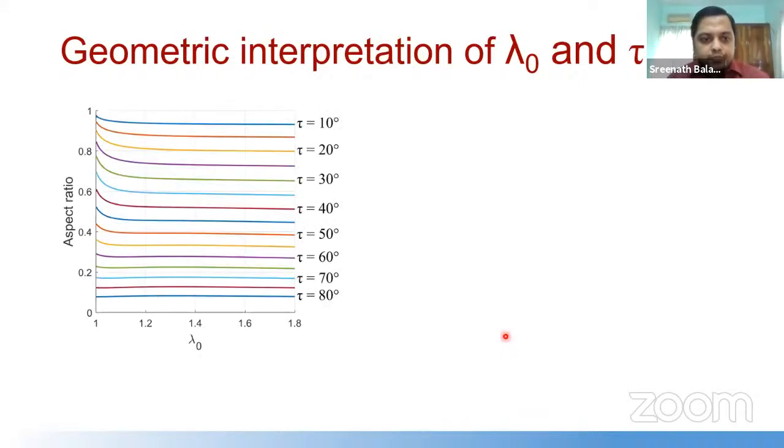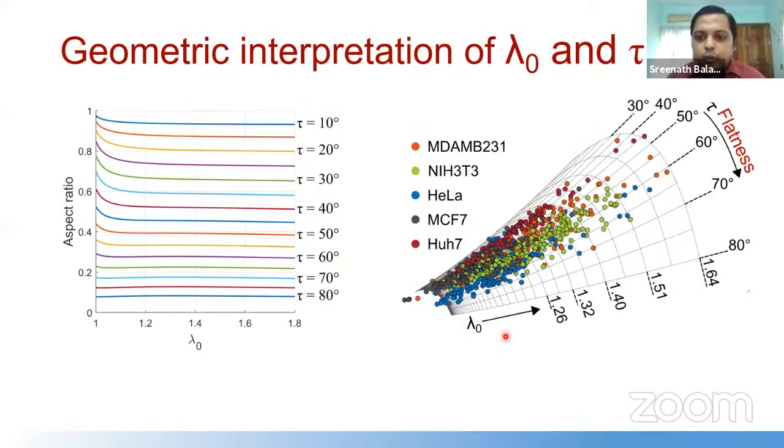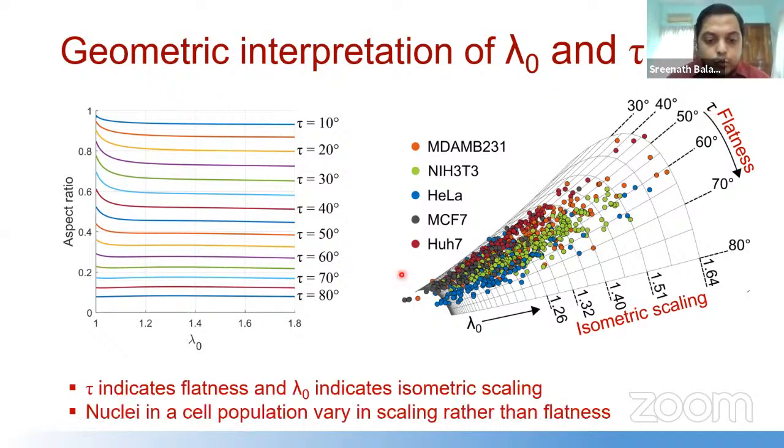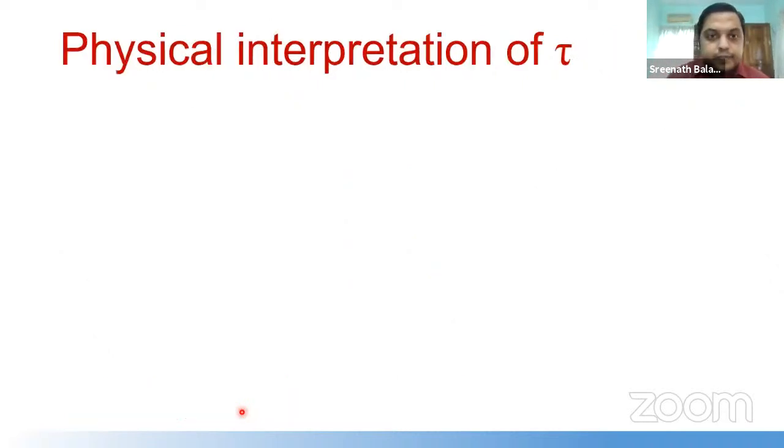We did some other simulations, and also we found out the geometric interpretation of these parameters. So this lambda 0 is like an isometric scaling. That is like you're taking the nucleus and scaling it. And this parameter tau is actually the flatness, how flat it is. So what that means is that in a cell population, the nuclei vary because of scaling rather than flatness. The flatness is approximately the same. The scaling is what is different.